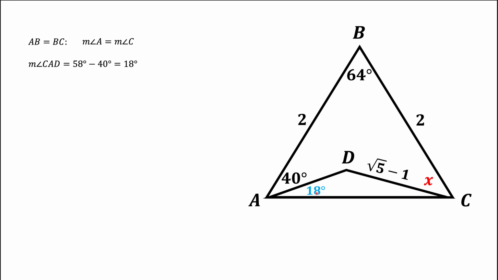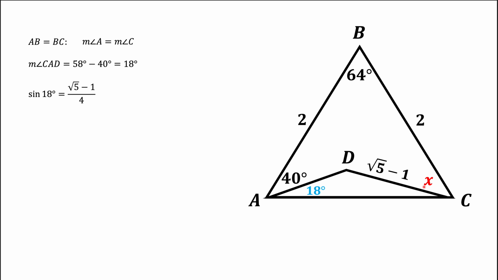Let's clean things up. And now what we should remember is the previous video in trigonometry, where I discuss the angle of 18 degrees, and I show there that sine of 18 degrees is square root of 5 minus 1 over 4. And it looks painfully familiar with the length of this side CD of square root of 5 minus 1. And that makes me think of the law of sines.